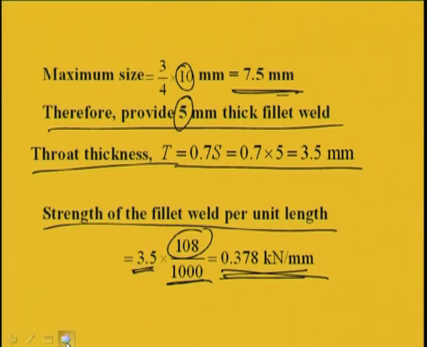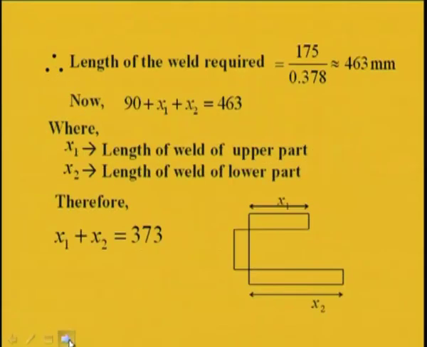Now we can find out the length. The length of weld required will be this load, which has to be carried by the weld, divided by 0.378 kilonewton per millimeter, the strength of the weld. If we divide it, we get 463 millimeter. So the length of weld required is 463 millimeter, and this length has to be provided.